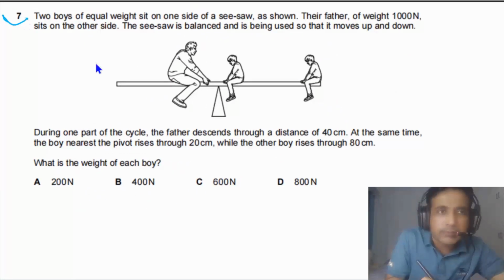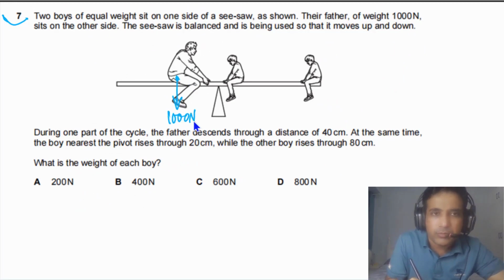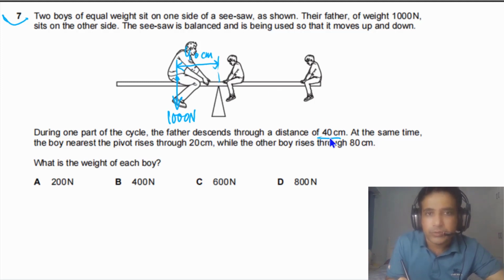For question number 7, it is given to us that the weight of this person is equal to 1000 newtons. So simply we can label here 1000 newtons, and the distance of this person from the pivot is given. So simply we can mark this distance. This is equal to 40 centimeters. The distance of the first boy from the pivot is also given, that is equal to 20 centimeters, and the distance of the second boy from the pivot is also given to us.